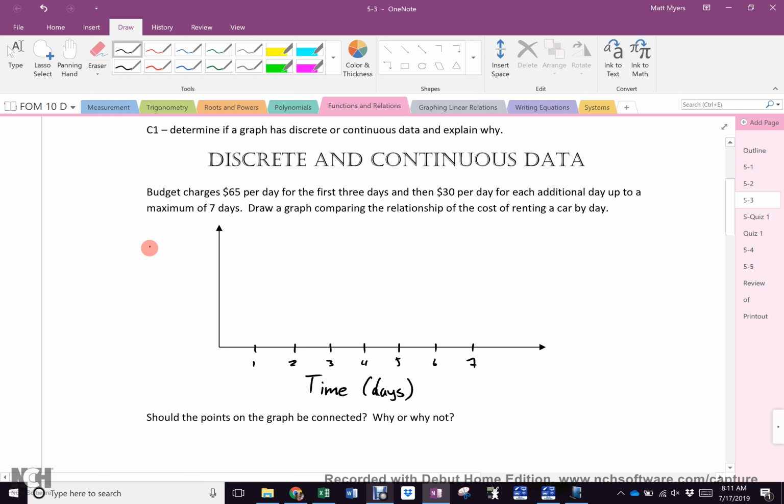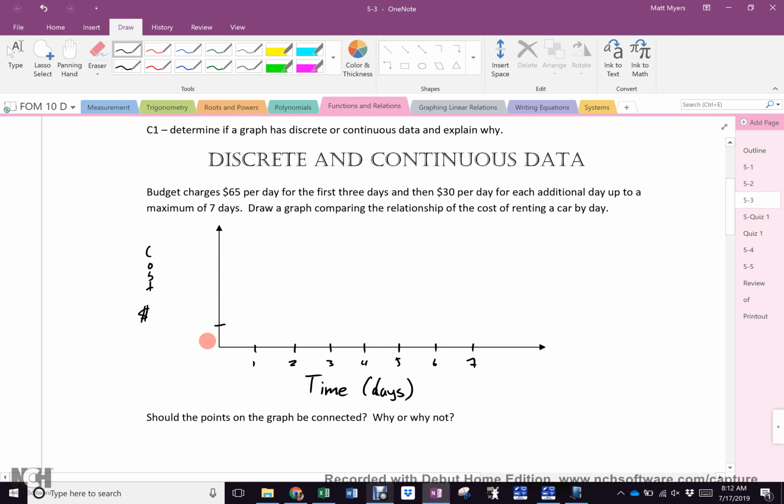Right. So cost measured in what? How do we measure cost? When you go to the store, how do you know how much something costs? What do we use? Money. All right. So, first line.